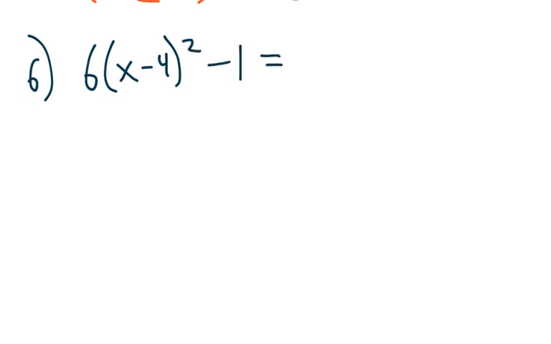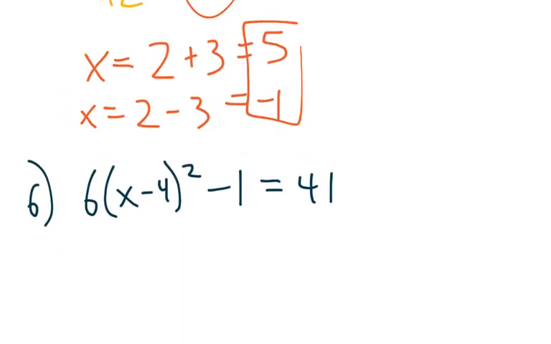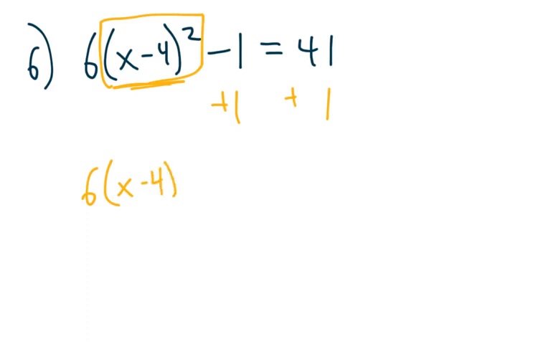Now our final one is going to be 6 times x minus 4 squared minus 1 is equal to 41. All right, here, very similar to what we saw at the very top. But again, what we have is we're kind of combining what we saw with that last problem as well, where we want to get this whole thing by itself because this is what's being squared. So I'm going to add 1 to both sides. Now I have 6 times the quantity x minus 4 squared is equal to 42.